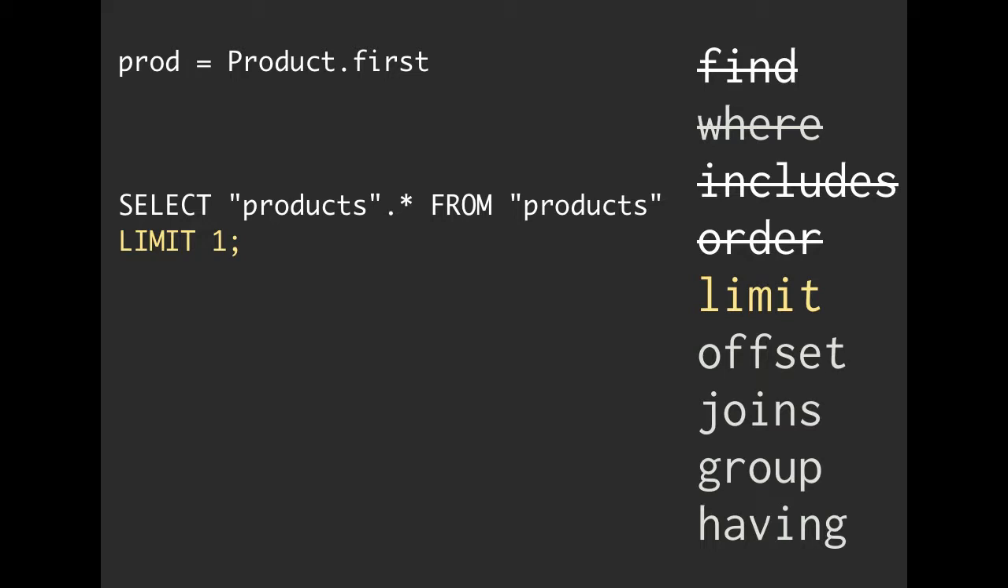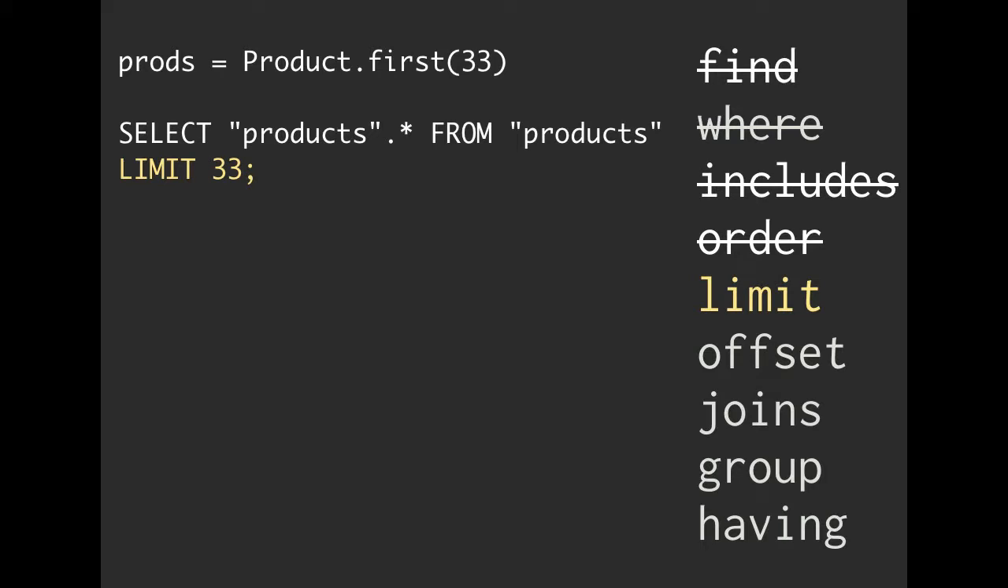In addition to this, we could also maybe call last, and that's also going to limit by one. Also, first happens to take some arguments. So if you want, you can pass in a number of elements you want. So this is saying we want the first 33 products. So this is going to give us a limit of 33. So that's a couple of different ways that we can add some limits to our database queries.